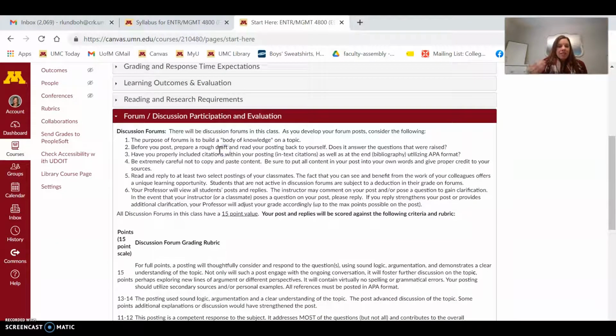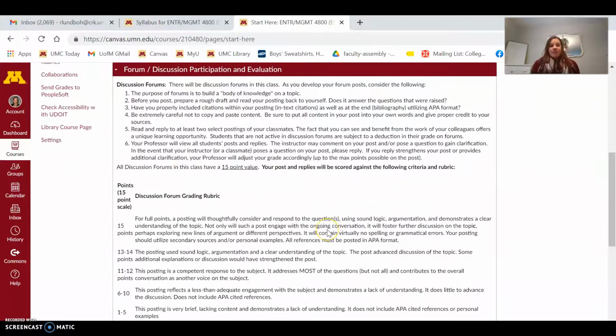The one thing I want to touch on a little bit is the forums and discussions. I view discussion forums as a way for us to learn from each other and to engage with each other, which we would normally do, like if we were face to face, we would have discussions. And since we're not face to face, this is a way for us to communicate with each other. So that being said, I do expect that you will engage with your classmates and you will respond to them, post questions, make insightful comments, add to the discussion.